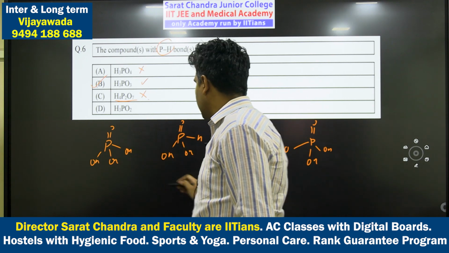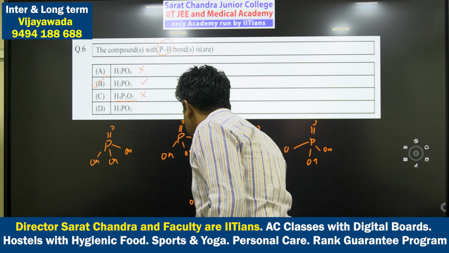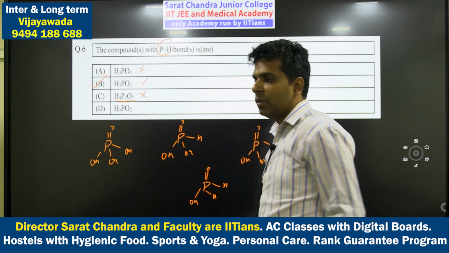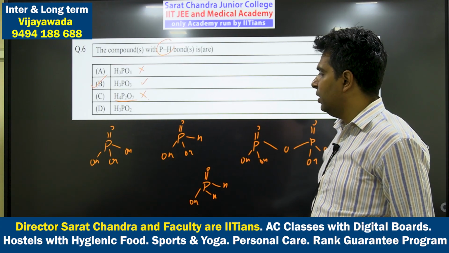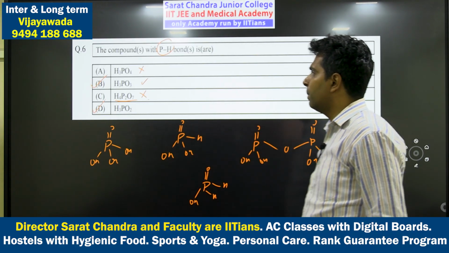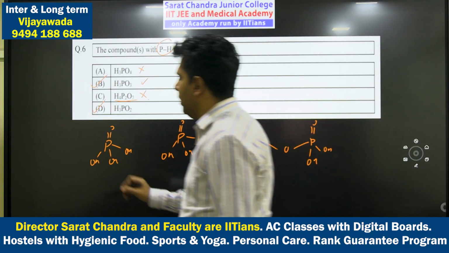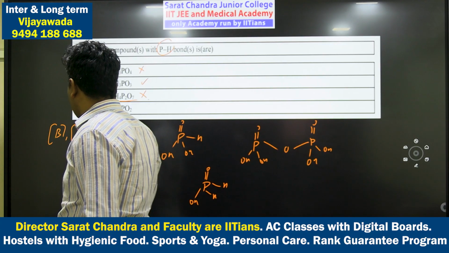Then H3PO2, hypophosphorous acid. It has 2 phosphorus-hydrogen bonds. So the answer for this multiple choice question will be B and D options. Answer will be B and D.